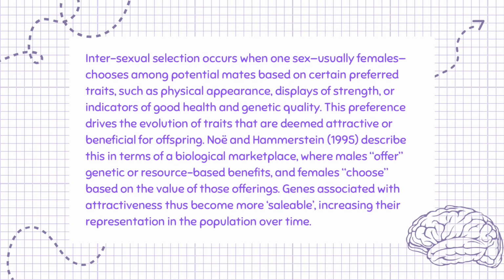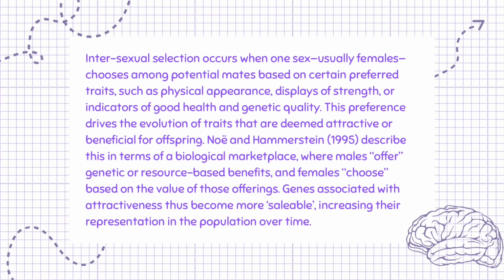Intersexual selection occurs when one sex, usually females, chooses among potential mates based on certain preferred traits, such as physical appearance, displays of strength, or indicators of good health and genetic quality. This preference drives the evolution of traits that are deemed attractive or beneficial for offspring.